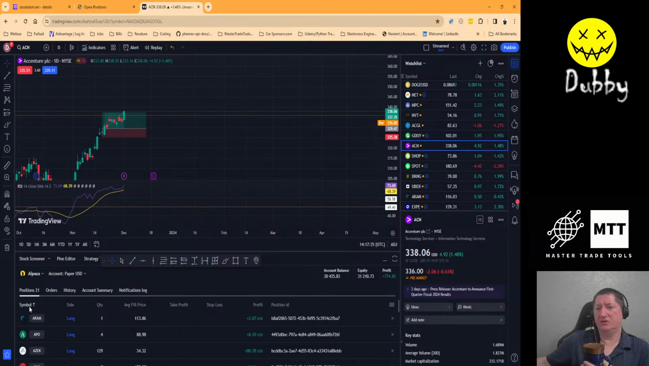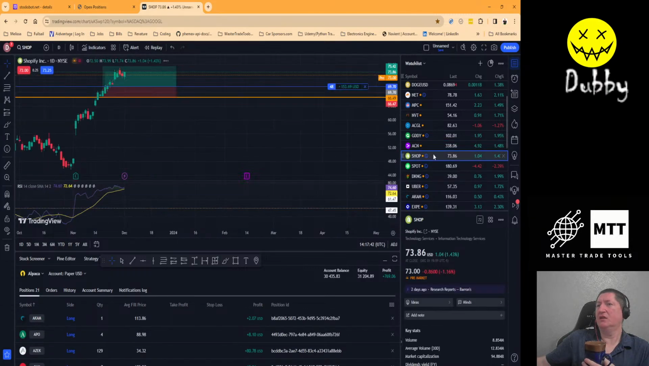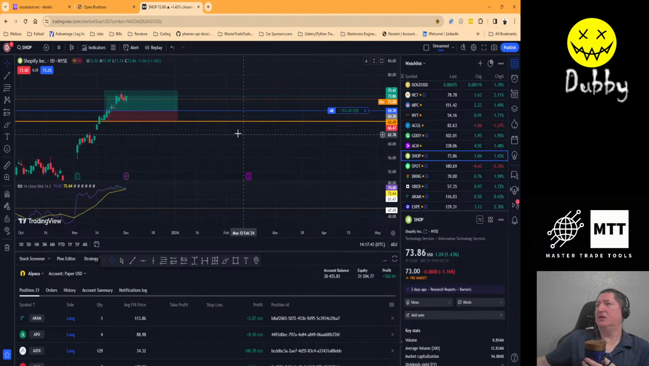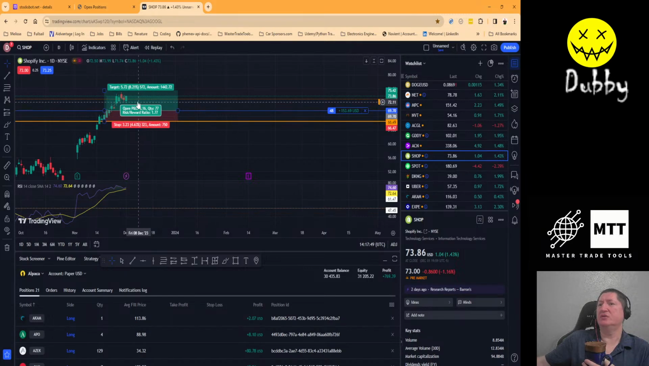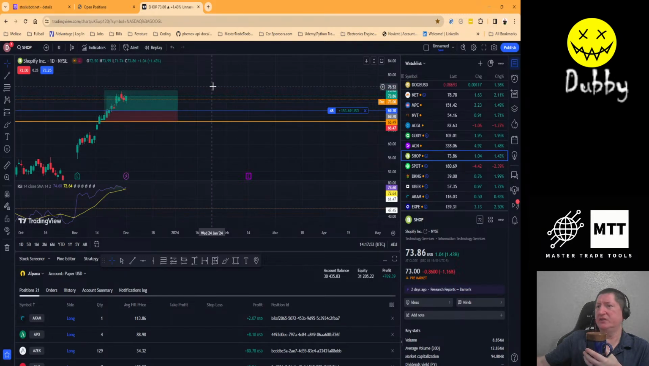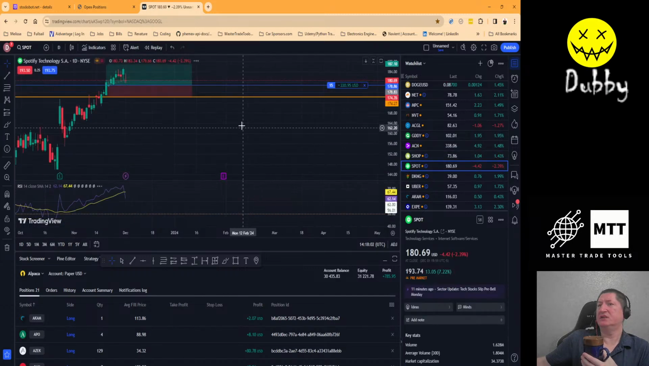Positions. No, we don't have anything in ACN at the moment. This one's still in the green, doing a little bit of a retracement, but I have a feeling it's going to still continue with its bullish trend as long as the volume's there. We're currently at a profit of 153.69 on Shopify.